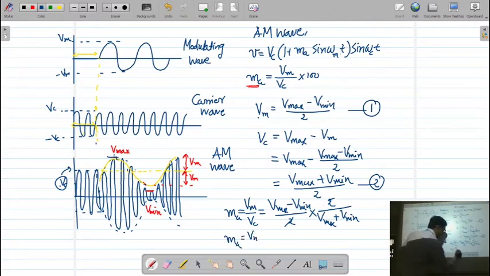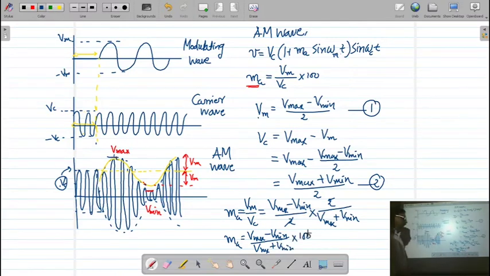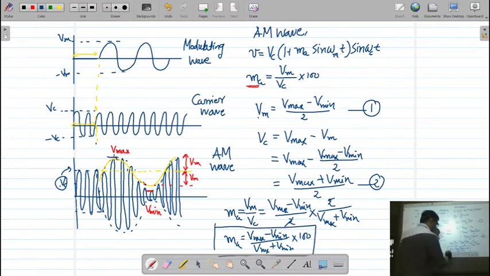MA is the ratio of V maximum minus V minimum to V maximum plus V minimum, and for the percentage multiply by 100. Remember, this is an important formula for calculating a modulation index. So, on the oscilloscope, you can measure the maximum voltage, you can measure the minimum voltage, and based on this, modulation index can be calculated. Now, let us see one example.